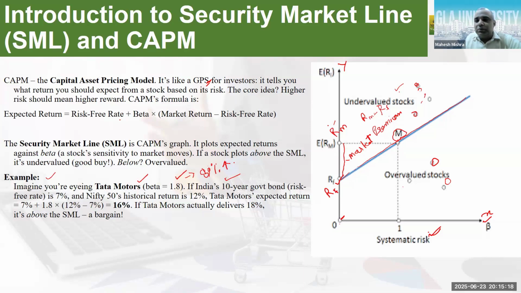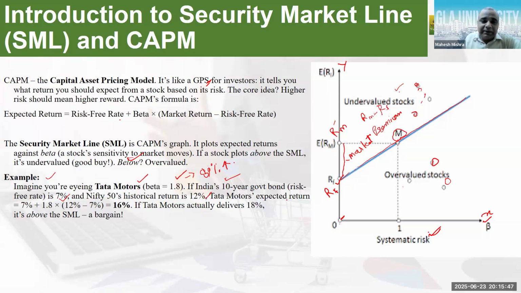So the public, the investors of the Indian country, they consider a government bond basically risk free. So the government is giving just 7%, and the Nifty return represents RM, the return of the market, that is 12%.